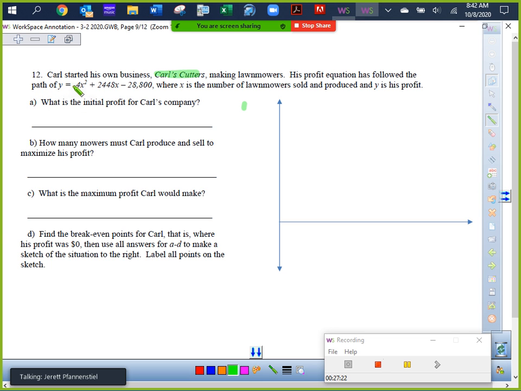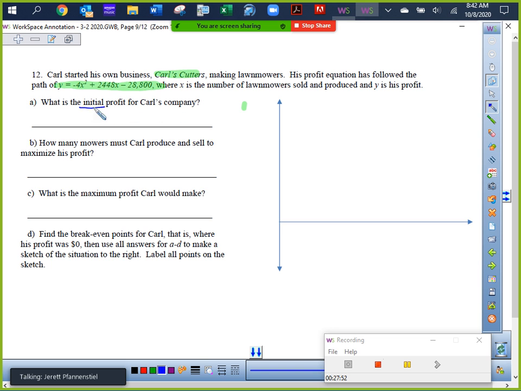His profit equation has followed this path. I'll talk about where this comes from in a little bit. We're going to talk more about profit next chapter, but his profit function is a parabola that opens down, where x stands for the number of lawnmowers sold and produced, and y is his profit, how much he makes. You guys know that profit is like how much money people are making, right? Okay, good. What is the initial profit for Carl's company?